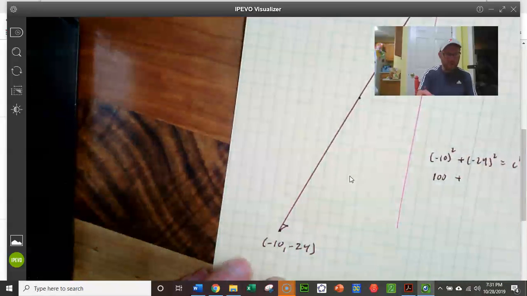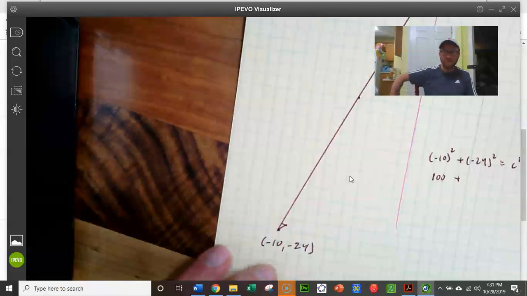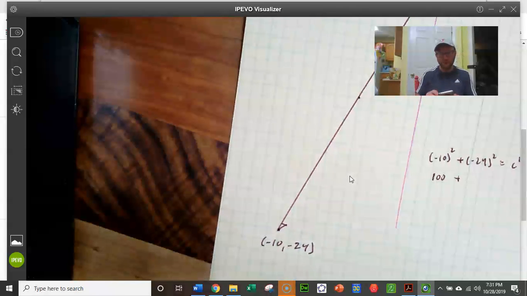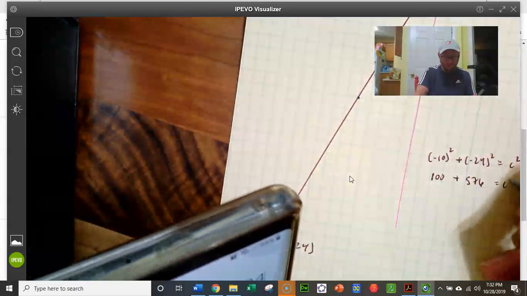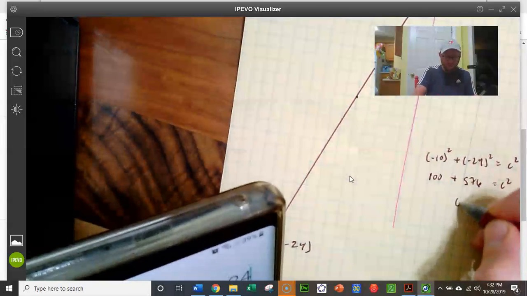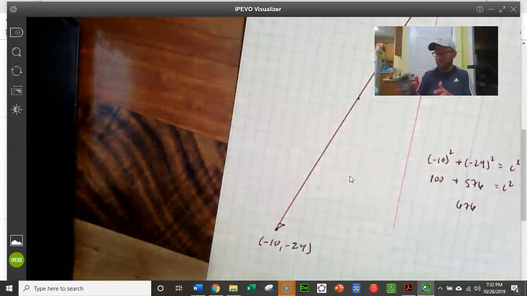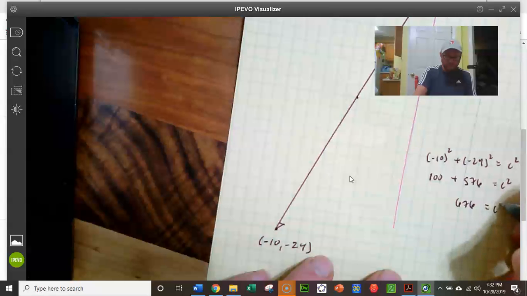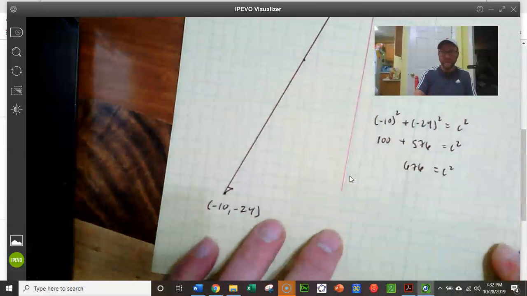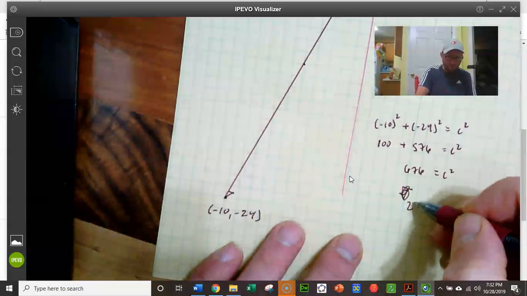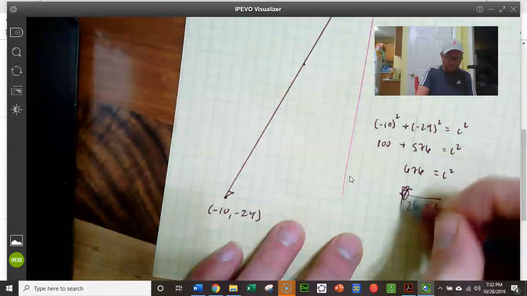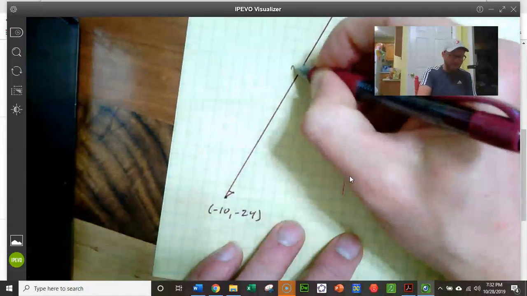That's 100 plus 24 squared. Left my calculator over there. I have to use my, let's see, 24 times 24. It's 576. So 100 plus 576 equals c squared, that's 676 equals c squared. And the square root of 676, well, is 26. Okay, so that's the length of this vector here.